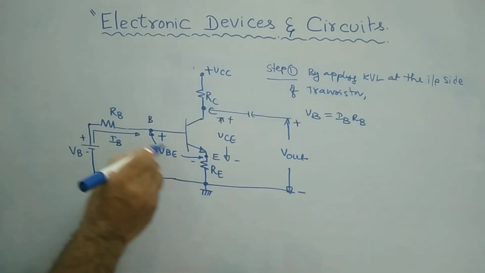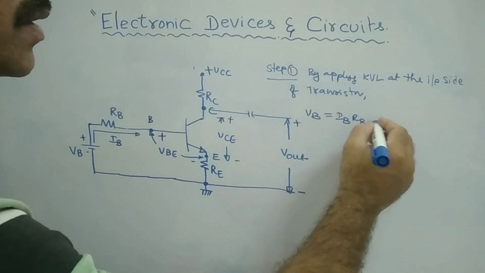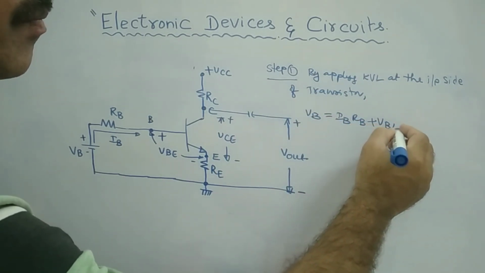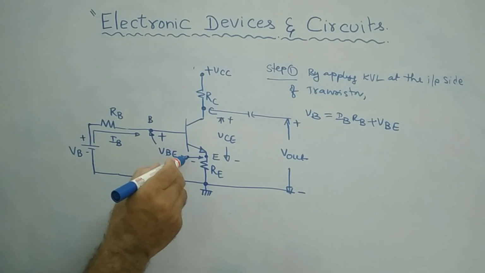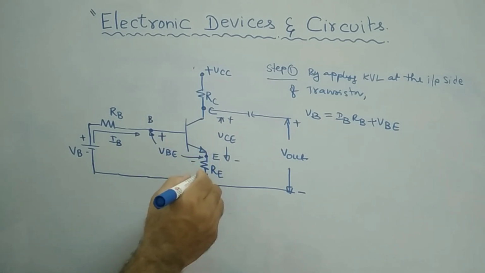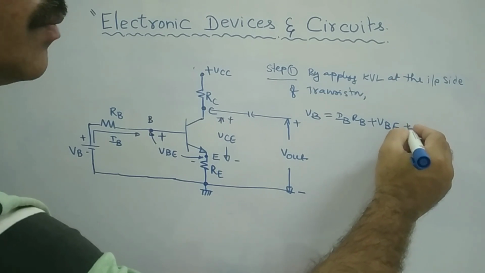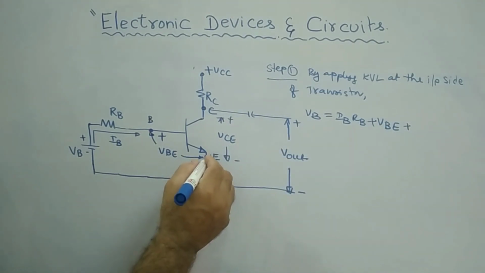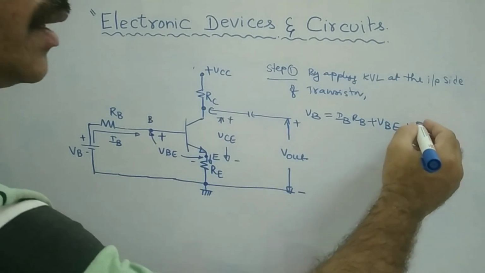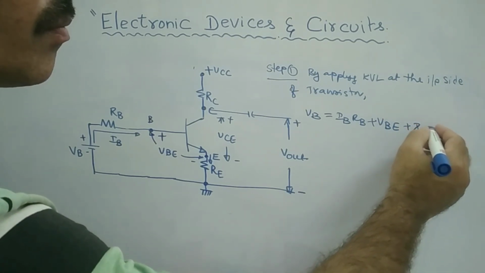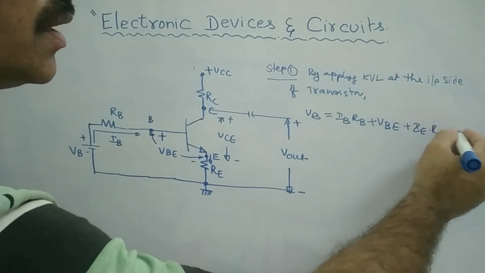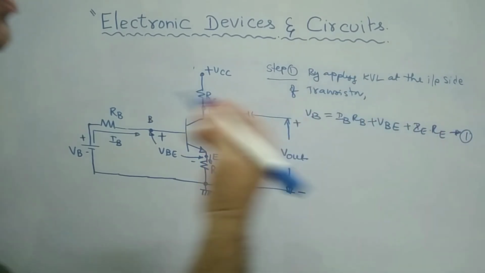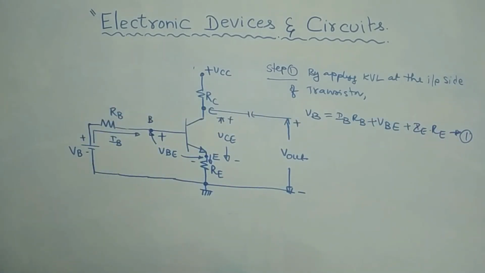Plus VBE, the internal voltage will be there, plus VBE, and then here the emitter is there actually. From the emitter, what is the current that flows through? IE, no? IE into RE. This is equation number 1.